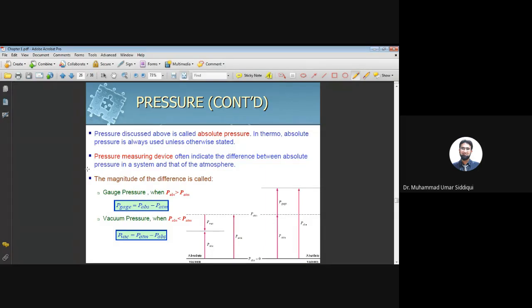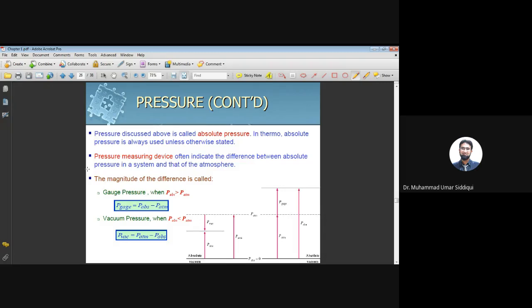Now my question is, do you think with this explanation of pressure, is it possible to have a negative pressure? No, sir. That's not possible. True. The minimum possible is what? The minimum possible is zero pressure, where you have no molecules at all. But negative pressure is not possible in this way.